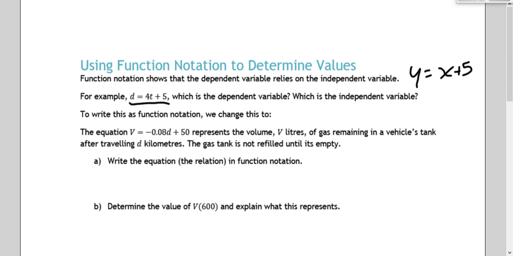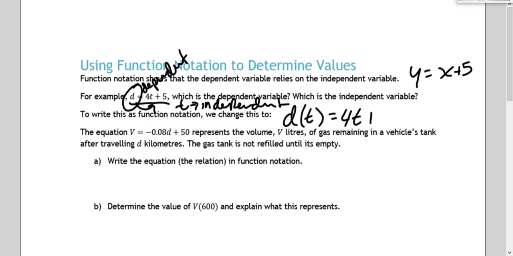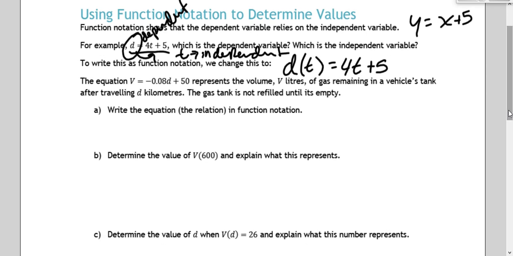Which is the dependent variable? Which is the independent variable? So this value here is dependent because it relies on what's happening in here. Thus, that means that t is the independent. To write this in function notation, we say d of t is equal to 4t plus 5. So that's saying the distance depends on time, for instance, is equal to 4 multiplied by time plus 5.